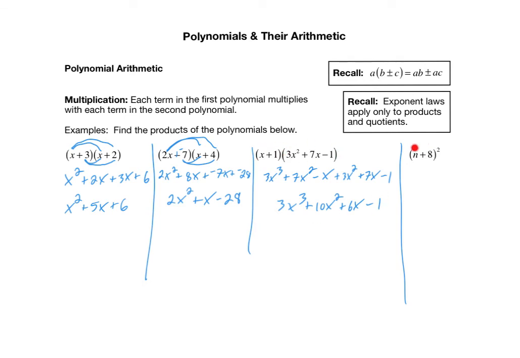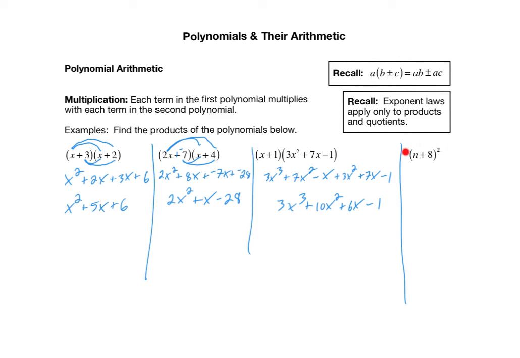And now we have this last example. Some people will look at this and say, wait a minute, it's not of this form. It's not the product of two polynomials. And they automatically think, oh, I can use the exponent laws here where I'd square the n and square the 8. That actually is not correct whatsoever. Remember, the exponent laws apply only to products and quotients. This is a sum here in parentheses. So you cannot raise the n to the 2 and the 8 to the 2.